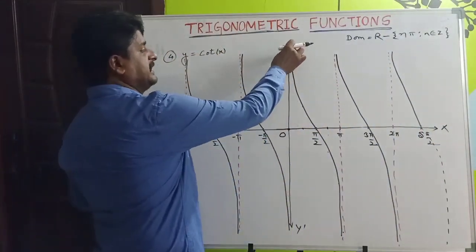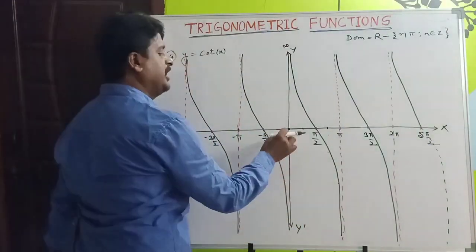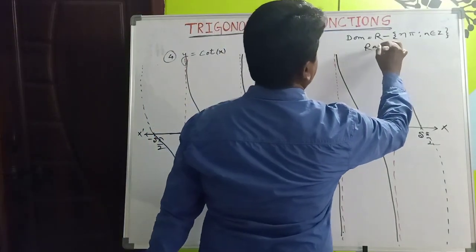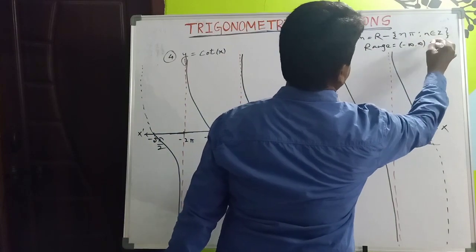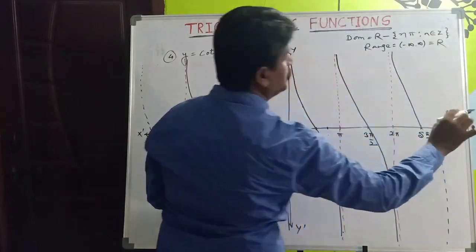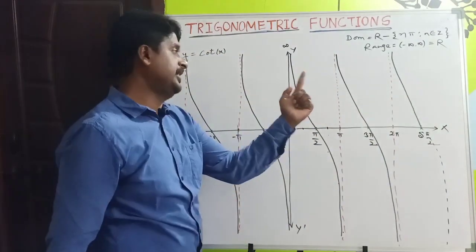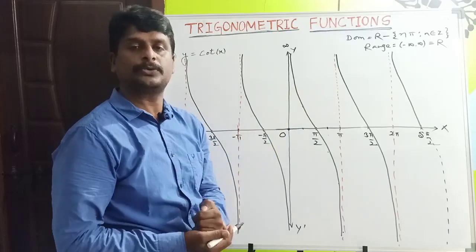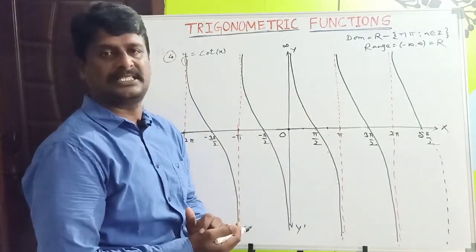Also observe that in its graph, it is taking all the y values on the y-axis. That's why its range is minus infinity to plus infinity, which can also be written as the set of real numbers. Minimum value of the graph does not exist. Maximum value also does not exist. So extreme values do not exist.